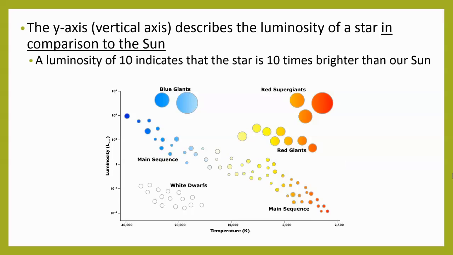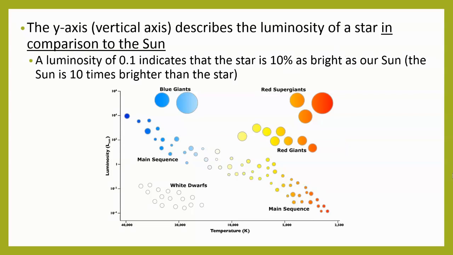So if I have a luminosity of 10, this means the star would be 10 times brighter than our sun. Now, this particular graph actually has 10 squared, so 10 times 10, which is 100. So anything along this line would be 100 times brighter than our sun. Similarly, a luminosity of 0.1, remember anything less than 1, means that the star is not as bright as our sun, and it's going to be dimmer. So the sun is brighter than the other stars. So if I go along this line, which is 10 to the negative 2, or 0.01, that star has 0.01 of the brightness when compared to our sun.